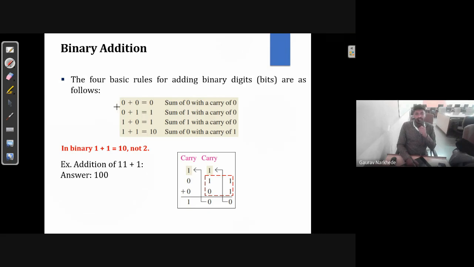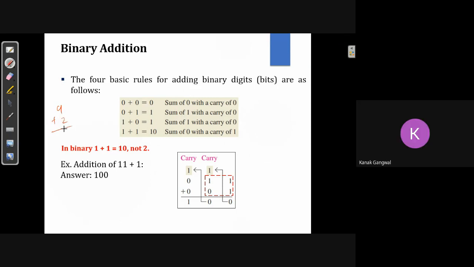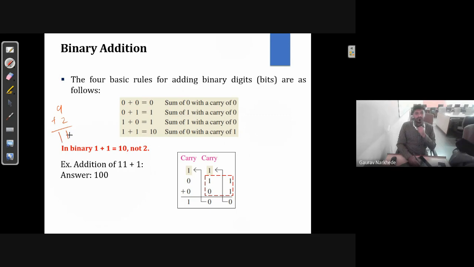So binary bits, only two binary bits. So what are the possibilities? Either I can add 0 with 0, 0 with 1, 1 with 0, and 1 with 1. Okay. So whenever I'm adding 0 plus 0, like देखिए decimal में क्या होता है? 9 plus 2. What is 9 plus 2? 11. हाँ, 11. So ये 1 को बोलते हैं हम सम, और ये 1 को बोलते हैं हम कैरी.